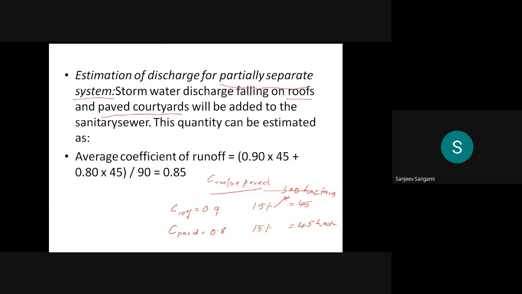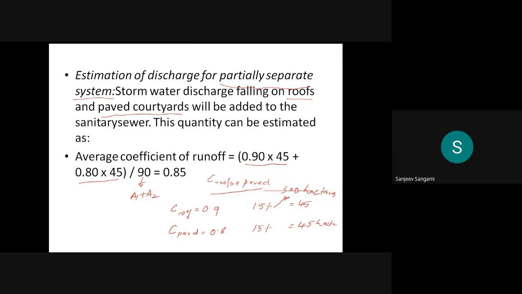So 15% of 300 hectares means for 100, 15 is there. For 300 how much? In that way you have to do the calculation. For 100, 15% is there, 15. For 300 how much? X. If you cross multiply it, you will get it. So that is why he has written 0.90 into 45 and 0.80 into 45 divided by A1 plus A2.